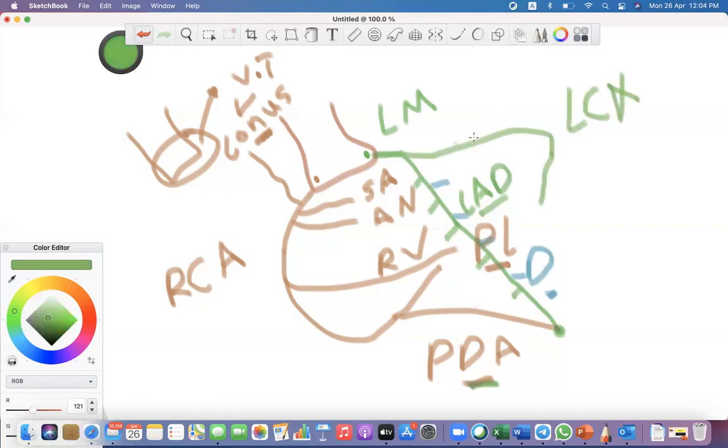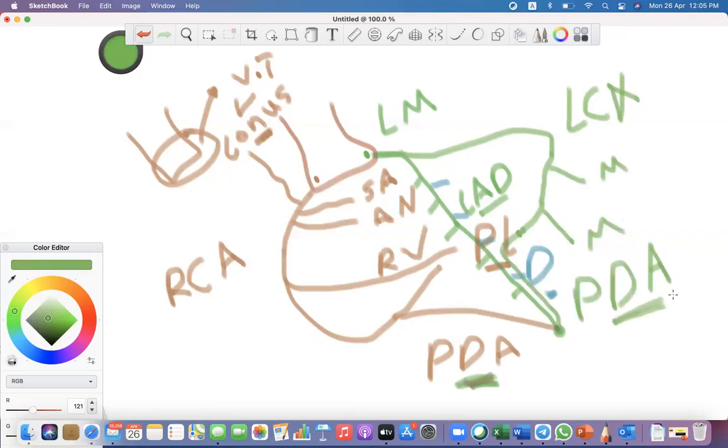It goes and wraps around the lateral surface of the heart, then goes posteriorly, and it gives branches called marginal branches, and in some situations it can give a PDA, posterior descending artery. How is this? You told me that the PDA arises from the RCA, right coronary artery. Then you tell me that there is another PDA.